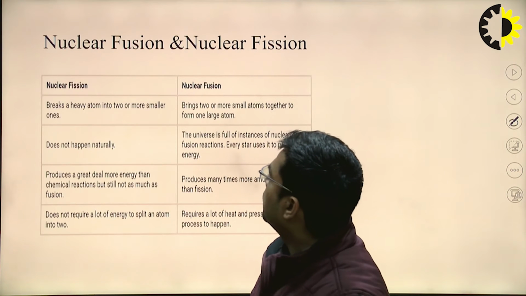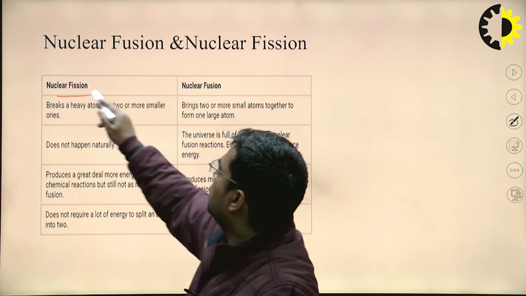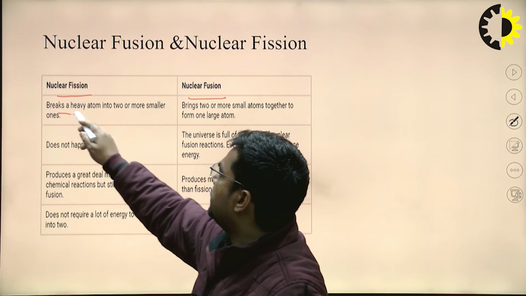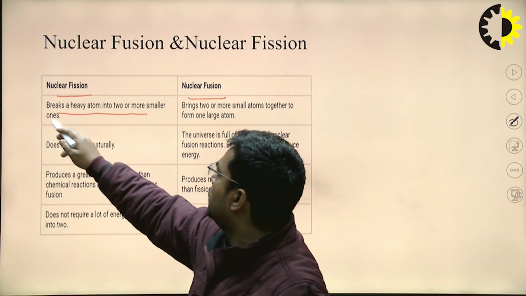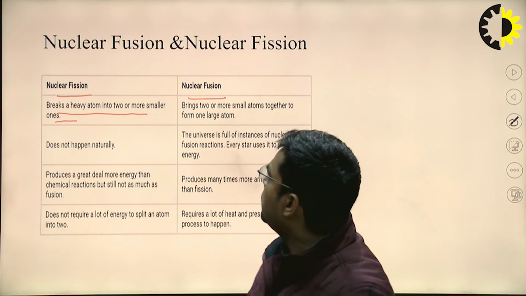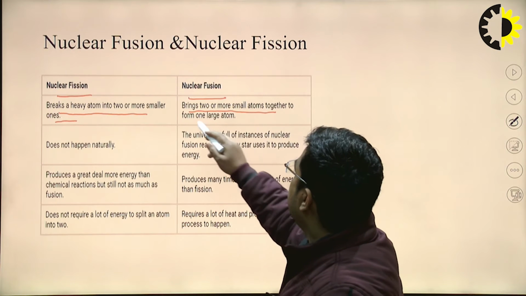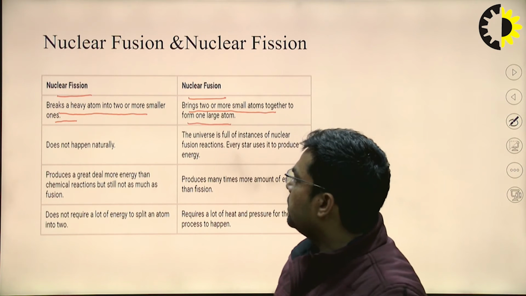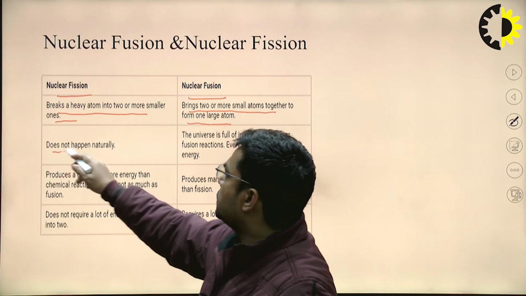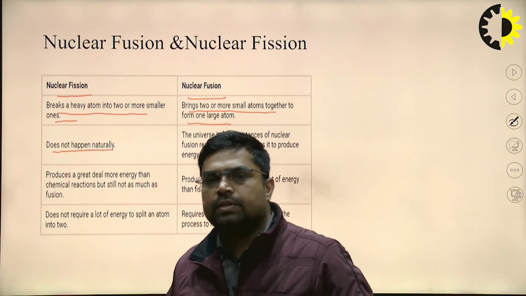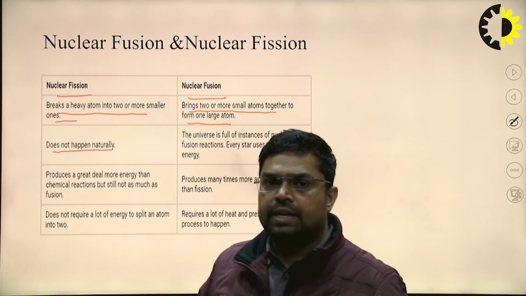Now coming up to the difference between nuclear fission and nuclear fusion. In a nuclear fission reaction, a heavy atom breaks into two or more smaller ones. In nuclear fusion reactions, two or more small atoms are brought together to form a large one. It does not happen naturally. We can do nuclear fission reactions, or we make chain reactions.